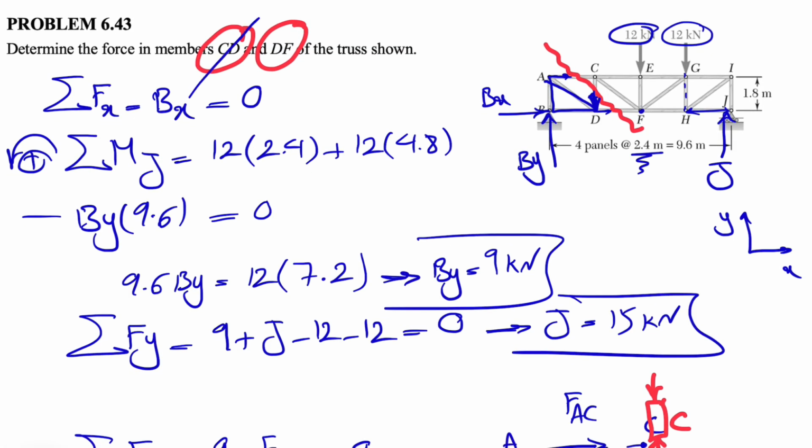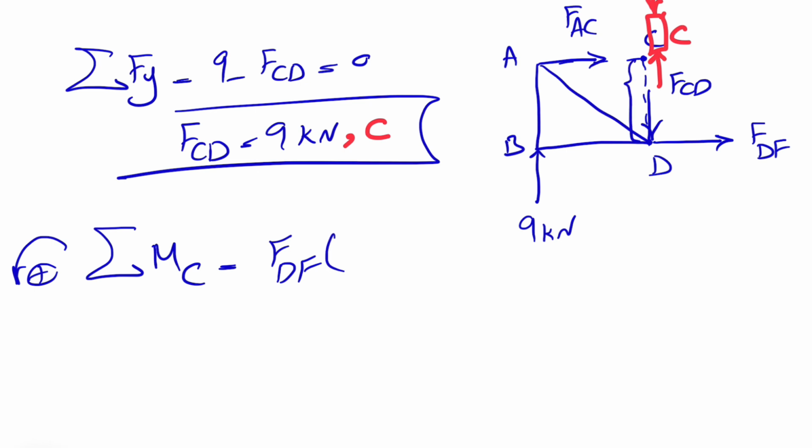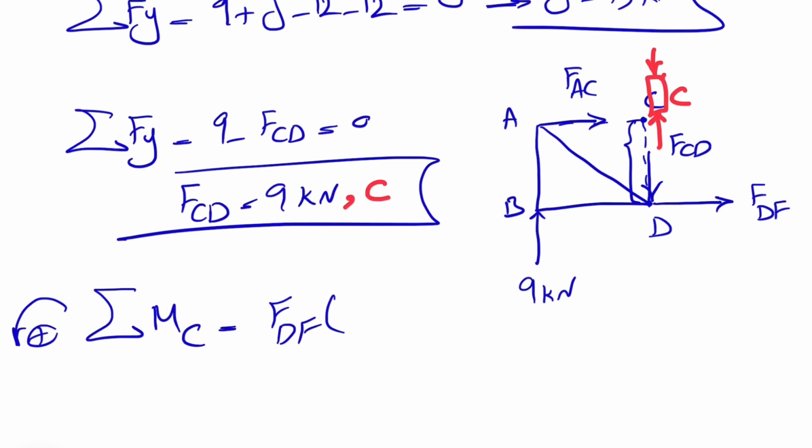So we found FCD, and in order to find FDF, the easiest way is to go with the moment about point C, because that way we can cancel out all the unknowns and we only end up with FDF and 9. So we can figure out FDF pretty fast. FDF is going to make a counterclockwise moment. So it's positive FDF times the distance, which will be the side of this truss. If we look back in here, we'll see that this is 1.8 meters.